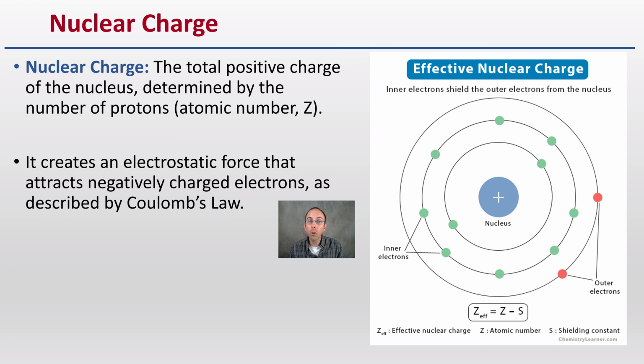So when we're looking at nuclear charge, this is the total positive charge of the nucleus determined by the number of protons, represented by the letter Z that we see in this equation. It creates the electrostatic force that attracts negatively charged electrons, as described by Coulomb's law.